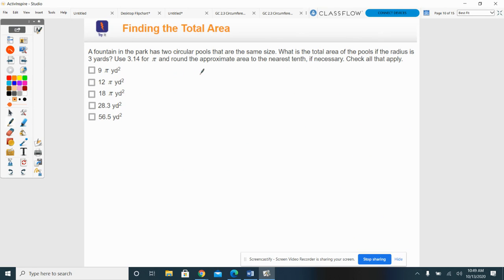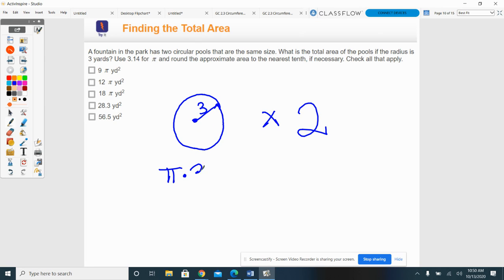Now we have a fountain in a park, and it has 2 circular pools, and they are the same size. What is the total area of the pools if the radius is 3? Well, that's nice because this time they gave me what I needed. The radius is 3. So pi times 3 squared, that's 9 pi. Now look, my answers all have pi in it. So if I have 9 pi and I take that times 2, you just take the 9 times the 2 and you get 18 pi.